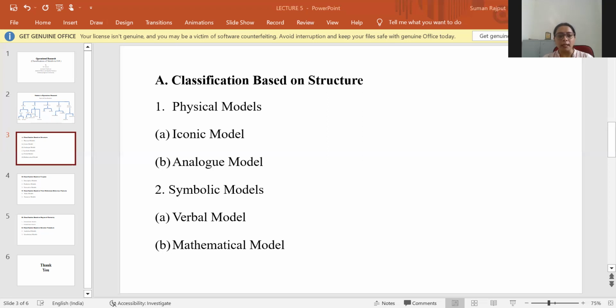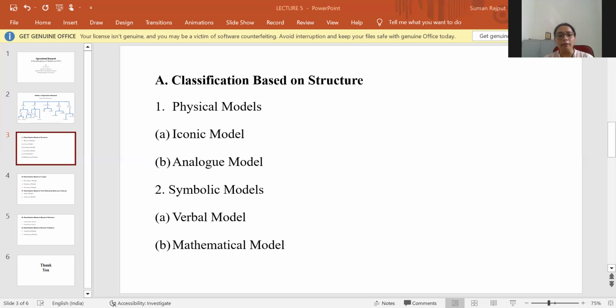And the mathematical models: this model represents the characteristics of a situation or a reality by using a set of mathematical symbols and relationships. These models are widely used in operational research due to their capacity to depict the complex relationship among the variables of a problem. For example, the symbols of addition, subtraction, multiplication, and division.